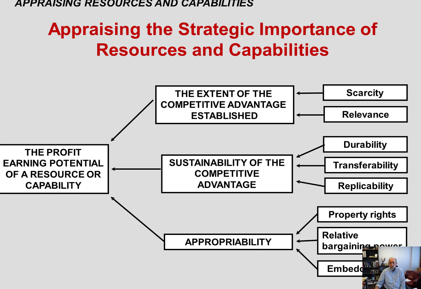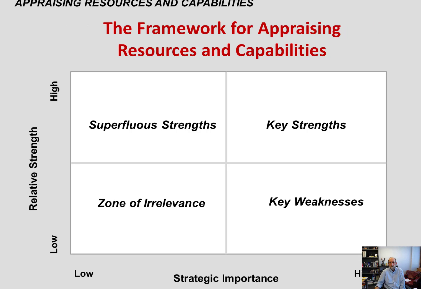So with this kind of notion established, let's go one step further and ask, okay, so how do we use all this within the strategy of the firm? Well, Grant offers in the chapter a framework for appraising resources and capabilities. Along the bottom, we've got the strategic importance. How important is any given resource or capability to the strategy? Up the side, we've got the relative strength. How good are you?